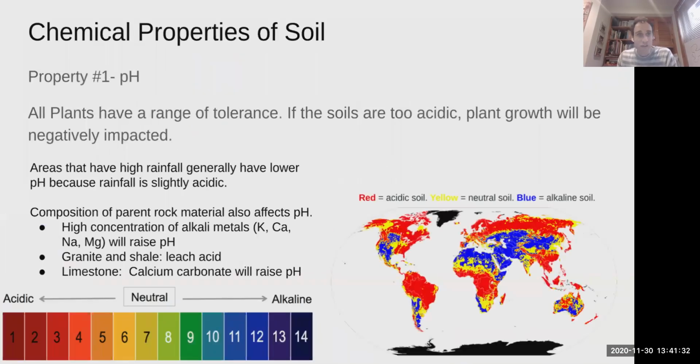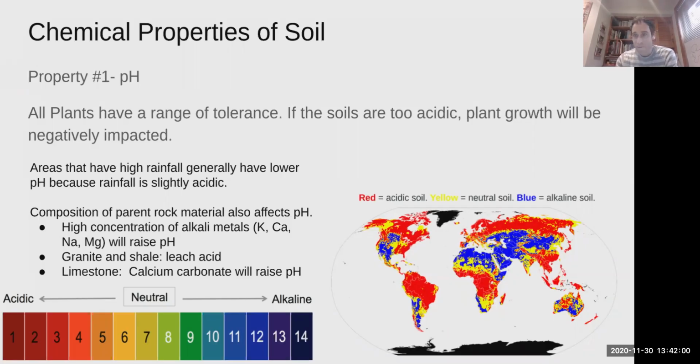So now we're into number 2, which is chemical properties of soil. Notice here I have property number 1. I'm going to go through 3 chemical properties. There are far more than 3 chemical properties of soil, but we are going to be mostly concerned about these 3 that I'm going to go through. And one is pH. Hopefully you are all familiar with pH.